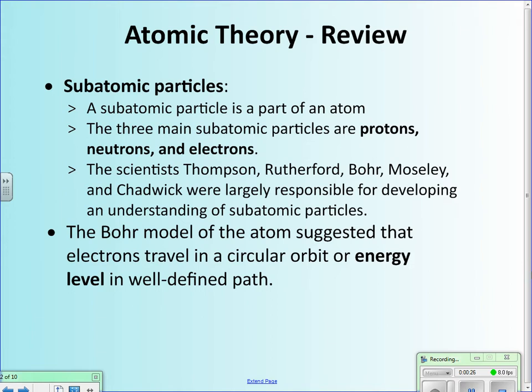And really, this work was done largely by a group of scientists who worked separately to discover the main properties of the atom. And those scientists were Thomson, Rutherford, Bohr, Moseley, and Chadwick. And they were the big players when it came to understanding subatomic particles. Now, the Bohr model of the atom, which we'll look at in another podcast, is a really good representation of how electrons travel and how the atom is structured. And it suggests that electrons travel in a circular orbit or energy level.